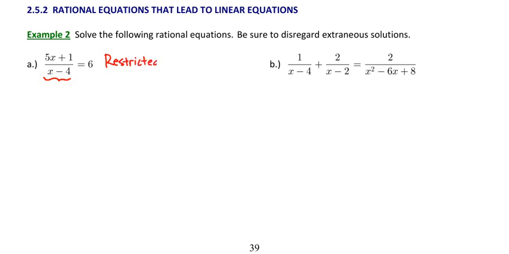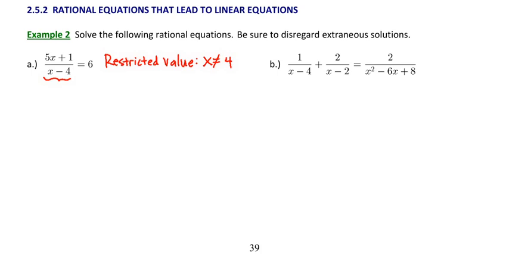The restricted value is x equals 4. And I'm going to remind us, x cannot be equal to 4. So if I solve the equation and I get x equals 4, that's not going to balance the original equation, because it would create a 0 in the denominator, or an undefined rational expression.